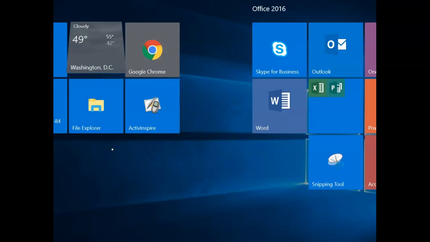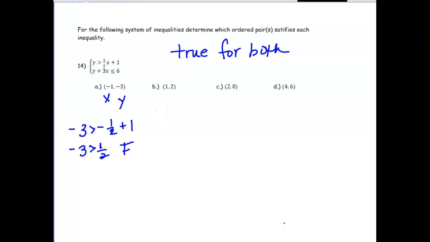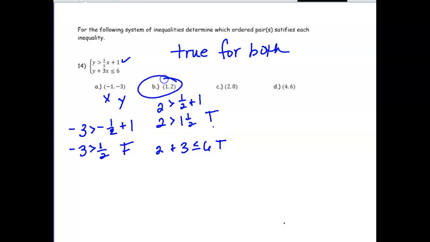All right, now for number 2, let's get that back. Number 2, if we plug in our y is 2, 2 is greater than 1/2 times 1 is 1/2 plus 1. 2 is greater than 1/2, so that one's true. Now we try the second one, and we get 2 plus 3 times 1 is 3, less than or equal to 6. That one's true. So far it looks like it's B. We'll check the other two.